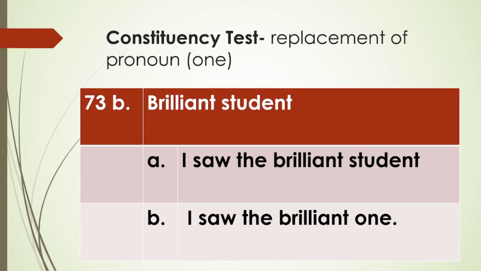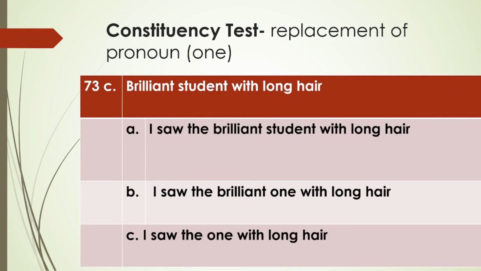The same with brilliant student with long hair. We can actually replace the word student with one, such as I saw the brilliant one with long hair. We can also replace the brilliant student with the pronoun one. So this is also correct when we say I saw the one with long hair. By applying this constituency test, we know that brilliant student is a constituent.